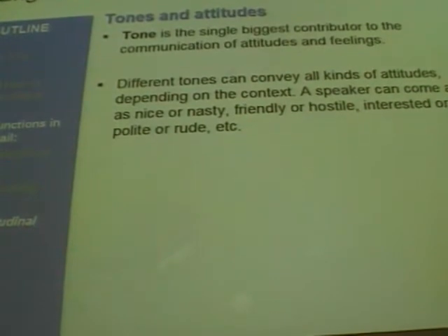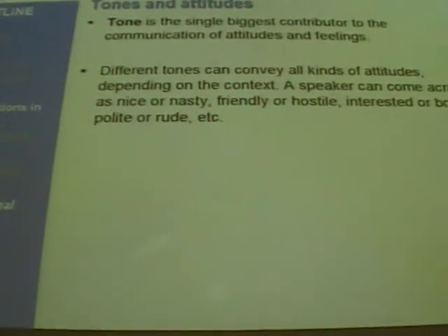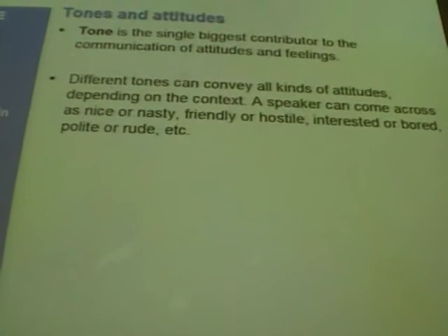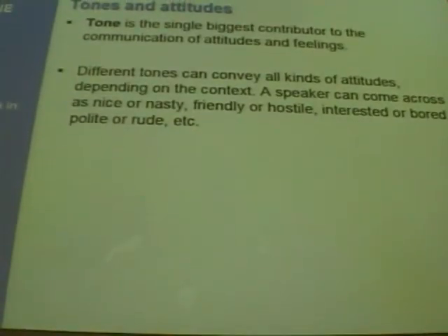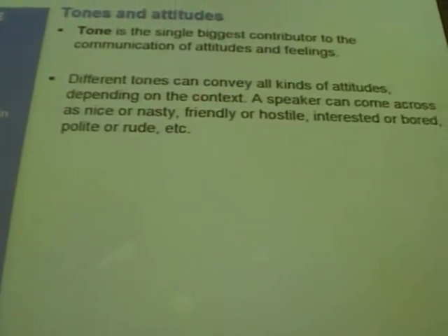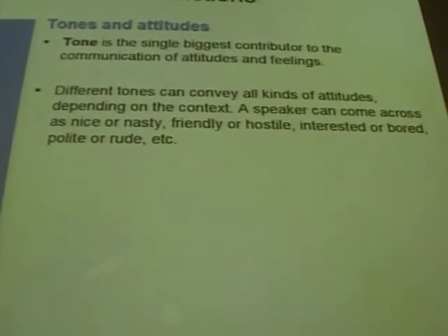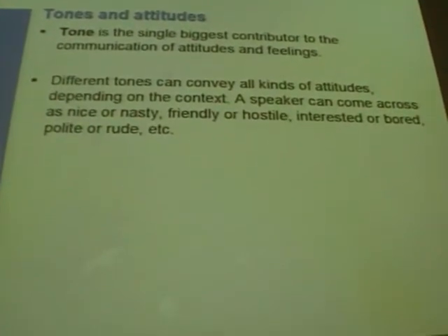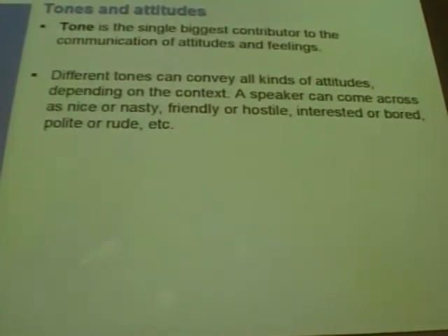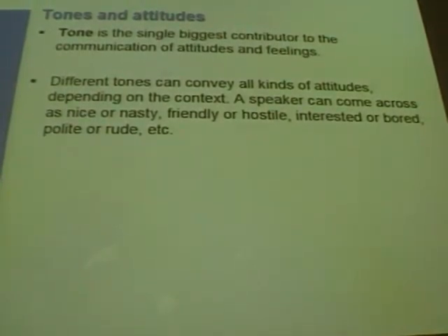And again, the attitude that comes across will very, very often depend almost entirely on the context in which the tone is being used. But what it means is that I can come across as being nice, or nasty. I can come across as being friendly or quite hostile, unapproachable. I can seem really interested, or I can seem totally bored.